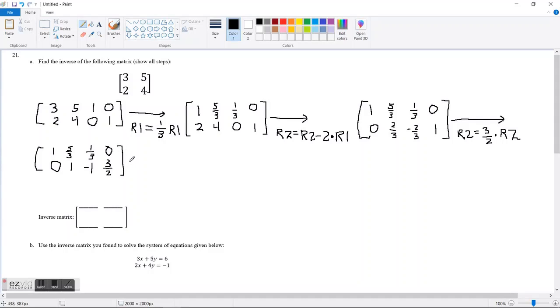Now we want to use that 1 that we got in the second position in the second row to eliminate the 5/3 above it in the first row. So we're going to say row 1 is row 1 minus 5/3 times row 2. This does not change row 2, so we'll be able to write row 2 down unchanged.